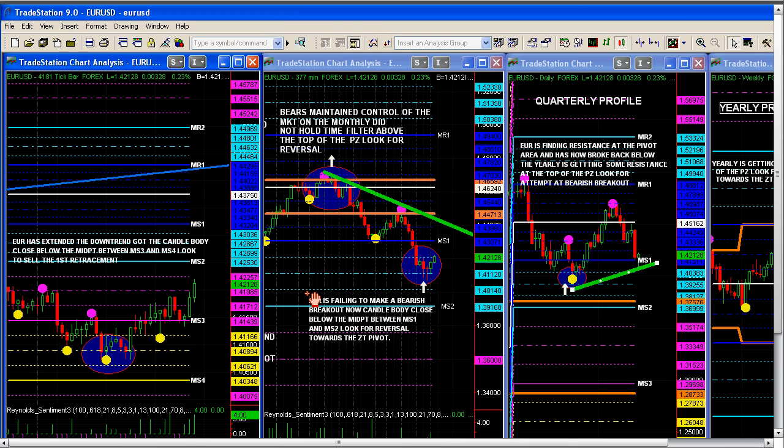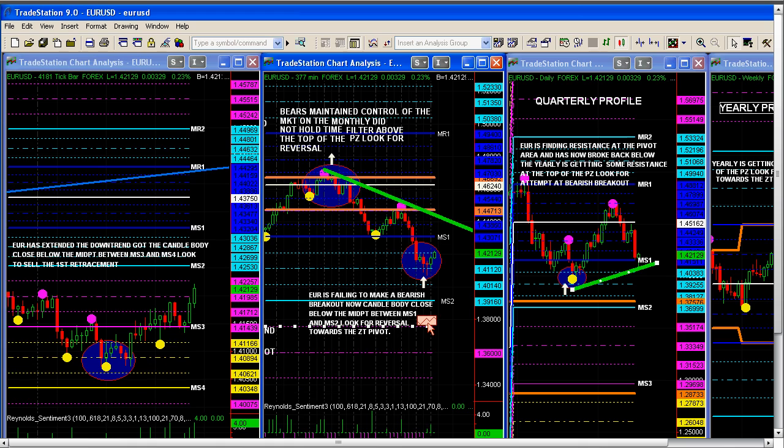So that's a good target to the upside right now if you're looking for buys at that 1.41581 area with a target up near 1.43750. Failing to break out of profile 1, we expect it to revert back to the ZoneTrader pivot, which is 1.43750. So right now, you've got to be cautious to the downside on the euro.